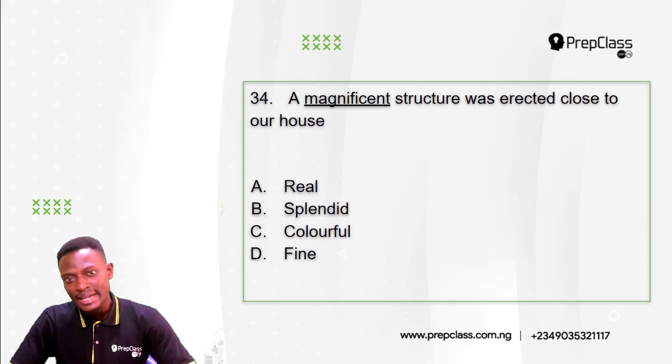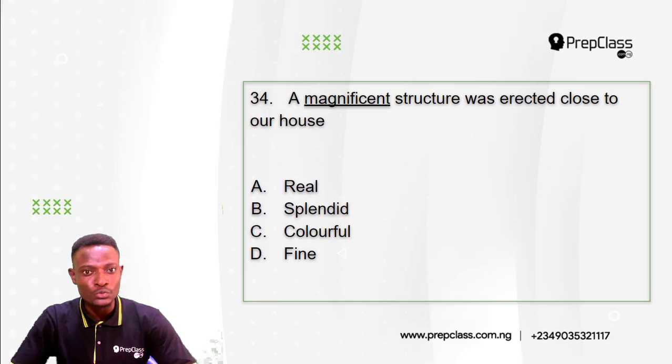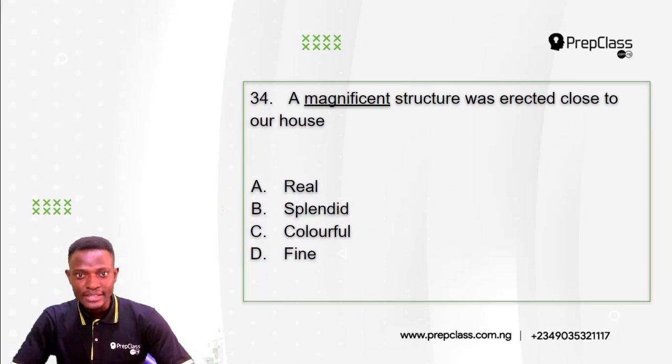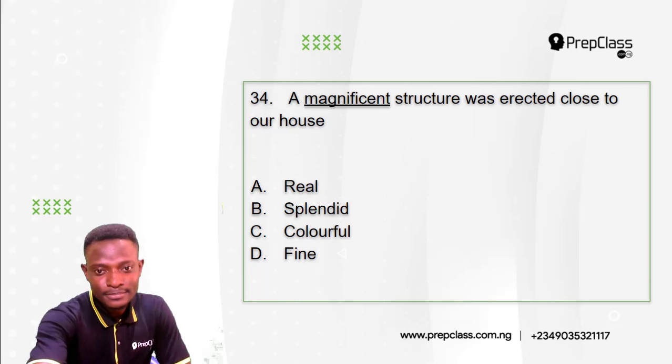A magnificent structure was erected close to our house. The underlined word here is magnificent. Option A, real. Option B, splendid. Option C, colorful. Option D, fine. So which of these options is the nearest in meaning to magnificent?